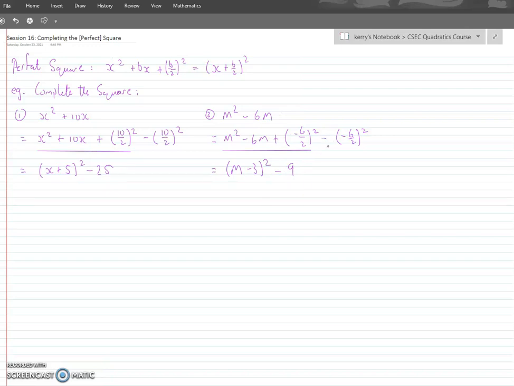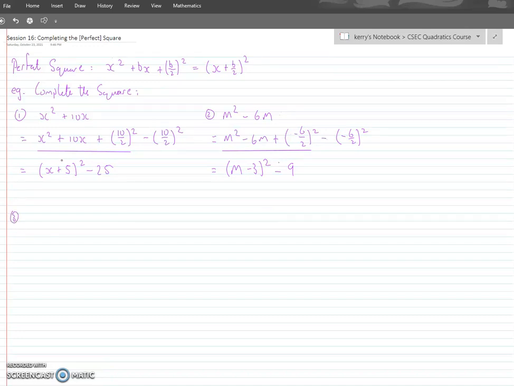Be very careful with your negatives, please. You have to apply the power first. So minus 3 all squared is minus 3 by minus 3, which is positive 9, but you still have this minus here. So this is how it becomes subtract 9 here. And this is how we complete the square.